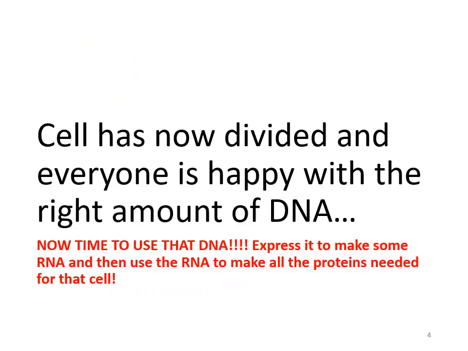Okay, so we're going to skip ahead now and pretend that that cell has divided. Every cell now is completely happy with its proper amount of DNA. And now we have to think about what that cell is going to do with the DNA that it has. How is it going to use that DNA? Now, if you think back to the central dogma, what's the DNA used for? It's used to code for RNA, which means it gets expressed to build RNA.